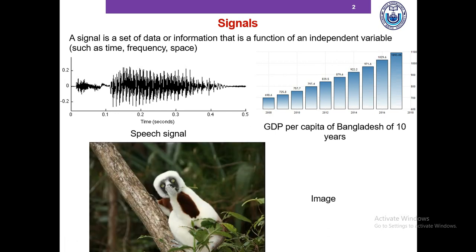However, the independent variable does not have to be time, and the signal also doesn't have to be 1D. The independent variable could even be a position. In this image here, for example, the independent variable is position. You have the x-axis this way and the y-axis here to identify the location of each image pixel, and each pixel of an image has a certain intensity.